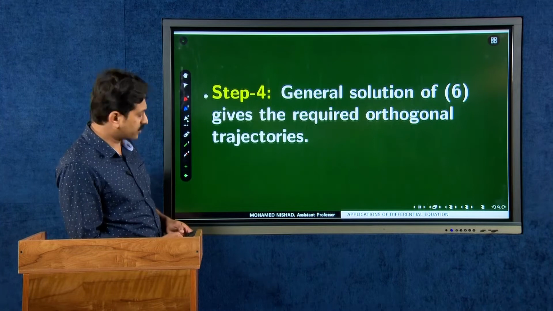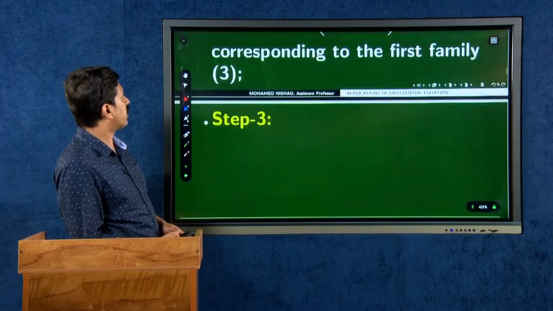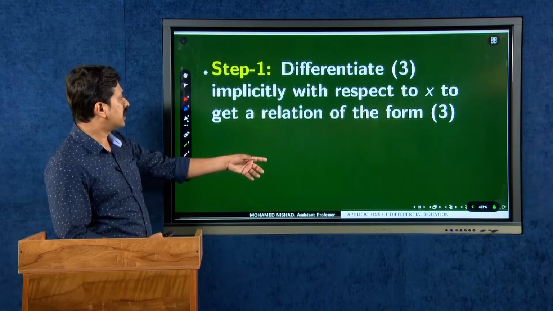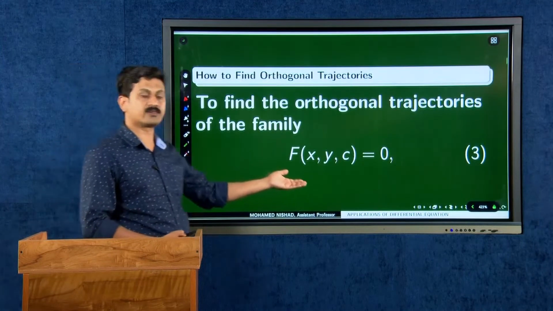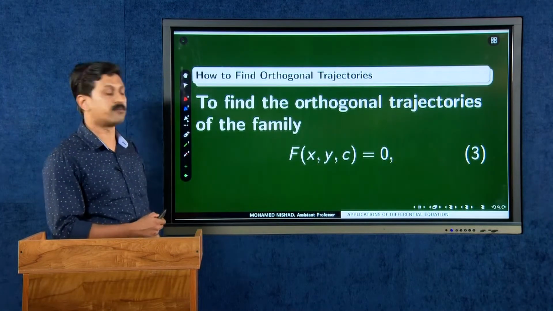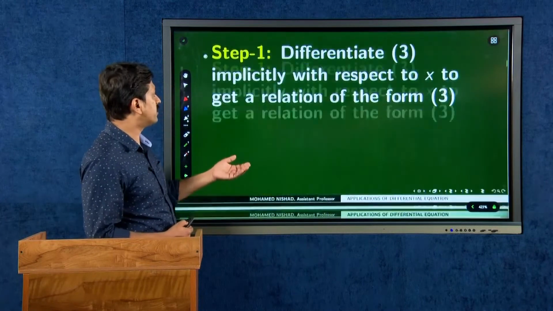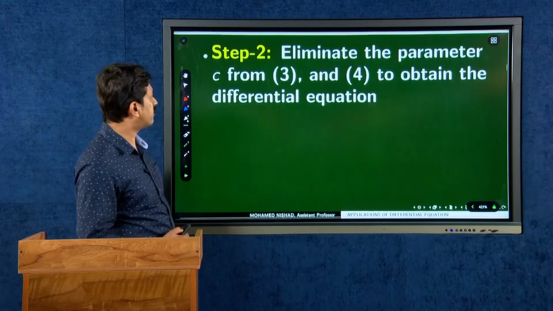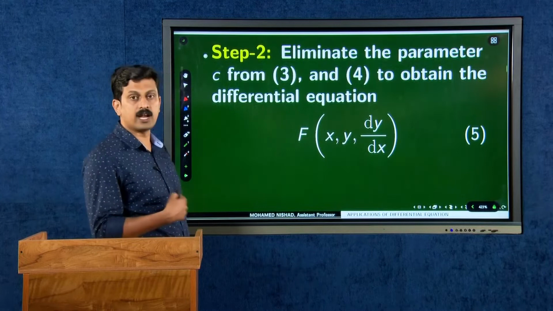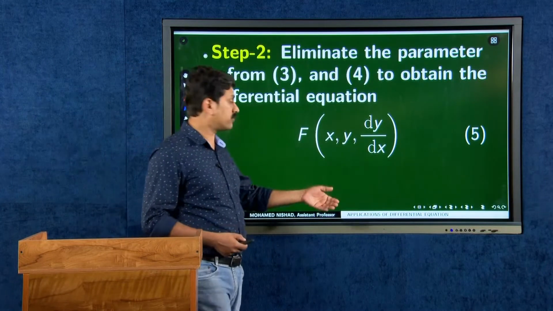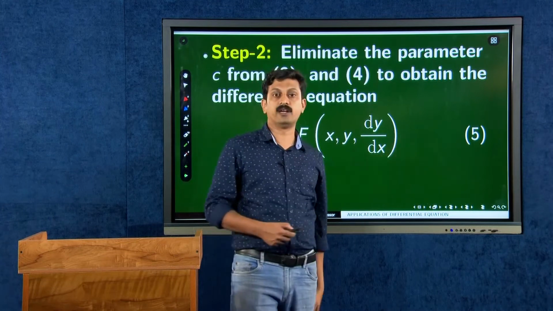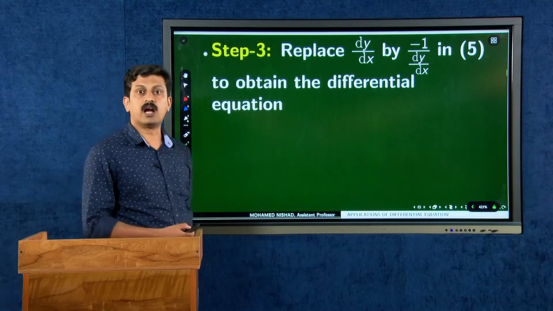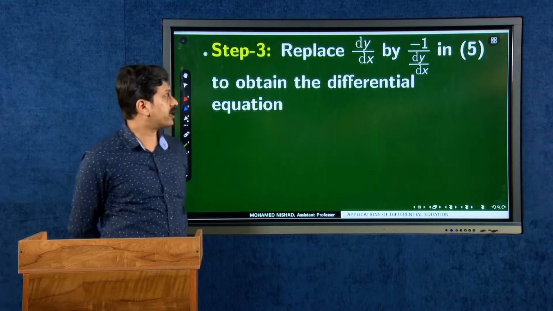So, my dear students, what we have done in this step 1: coming back to our system, we have the family of curves f of x, y, c equal to 0. Differentiating with respect to x, we get a differential equation corresponding to that family of curves, and we can eliminate c. After eliminating c, we get a new equation f of x, y, dy by dx equal to 0. Again you can replace dy by dx by minus 1 by dy by dx.